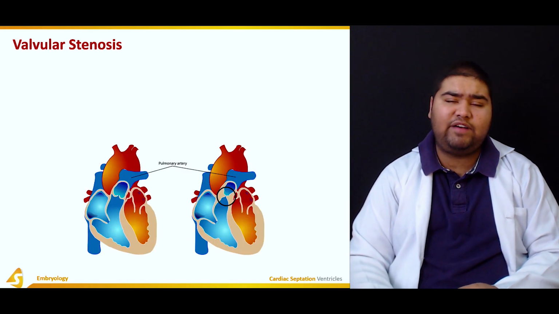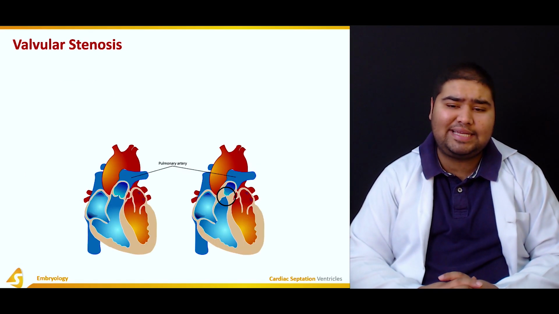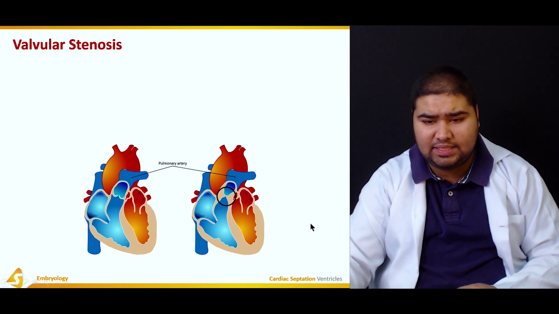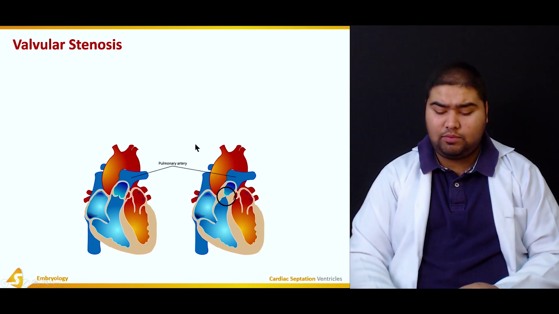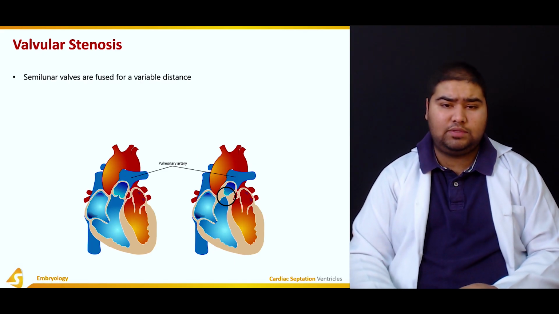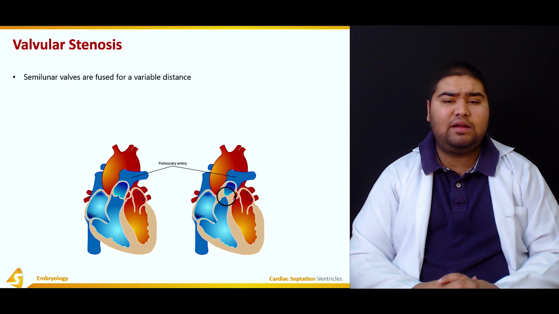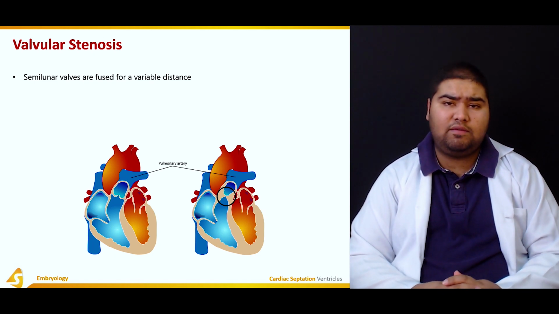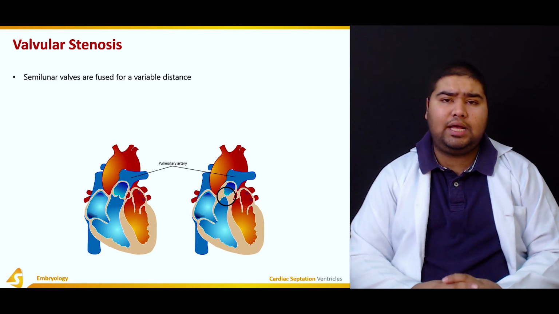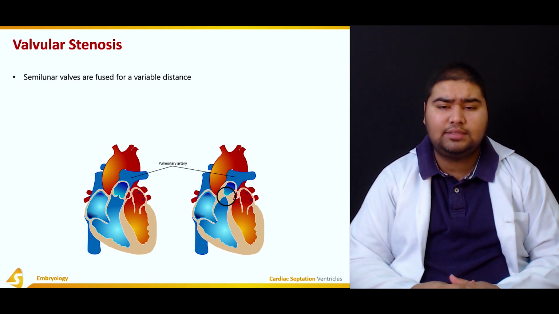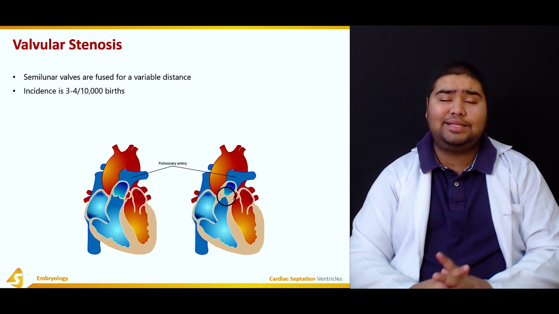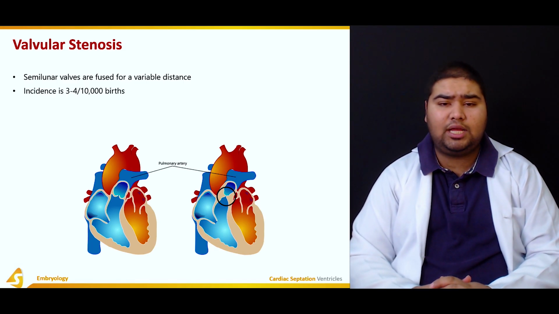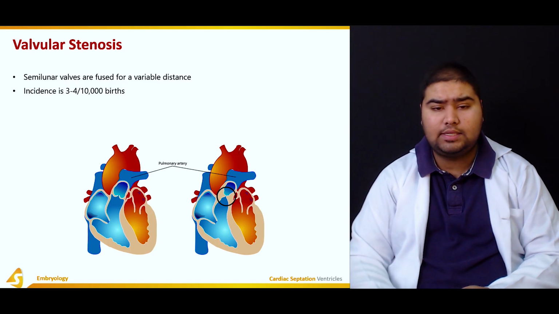Moving on, we have valvular stenosis. Stenosis is tightening of a valve, as it can be seen in this figure. Here the valve has been tightened. So let's see what happens with valvular stenosis. The semilunar valves are fused for a variable distance. So the semilunar valves, which are the valves that line the aortic and the pulmonary tracts, are fused for a variable distance. Its incidence is about 3 to 4 times per 10,000 live births.